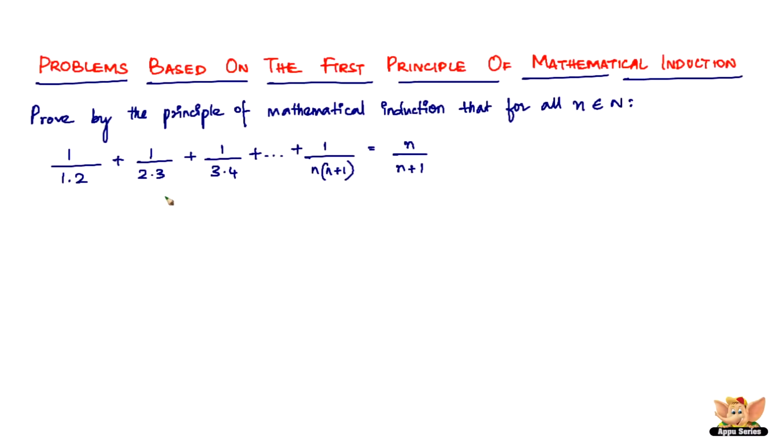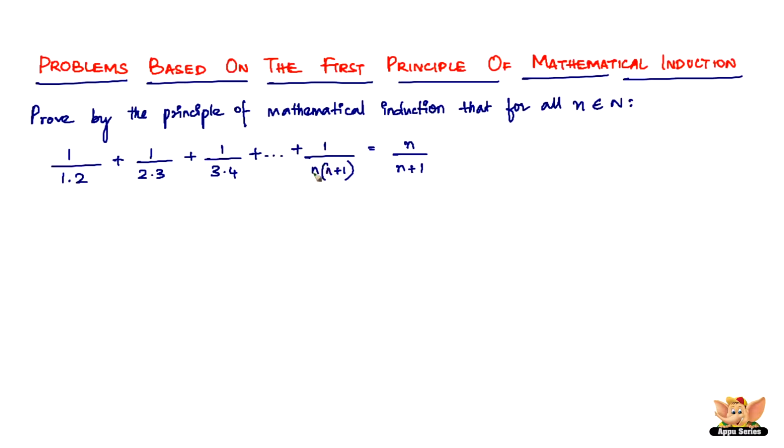In this video, let us continue to solve problems based on the first principle of mathematical induction. And we've got a problem here which reads like this. It says, prove by the principle of mathematical induction that for all values of n that belongs to natural numbers, 1 divided by 1 times 2 plus 1 divided by 2 times 3 plus 1 divided by 3 times 4 plus ... plus 1 divided by n times n plus 1.